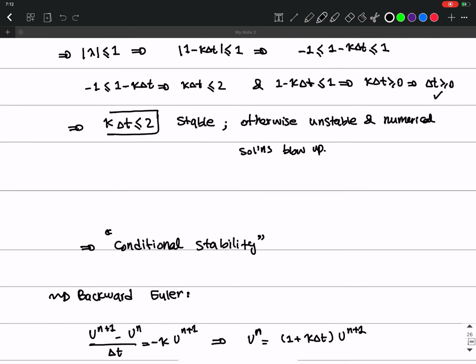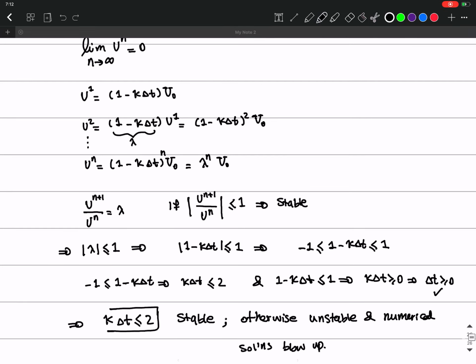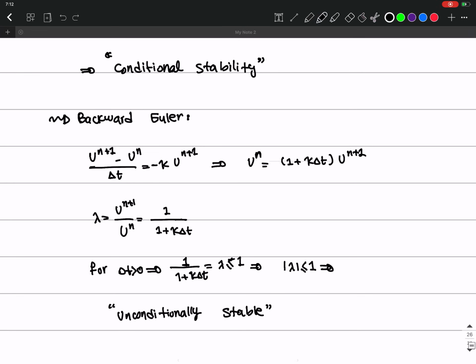Okay. However, for forward Euler, you need to be careful about the time step that you choose. There is always a criterion in which your numerical scheme is going to be stable. And that is what we call conditional stability, okay? So this was for this, and I don't have time to go through the stability of the variable weighting scheme. So I will do that in the next lecture.